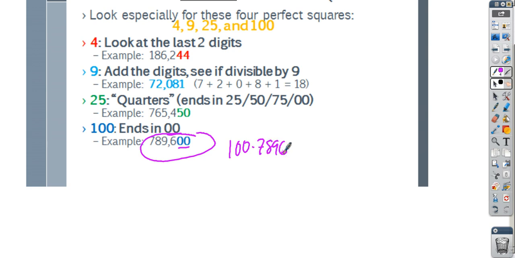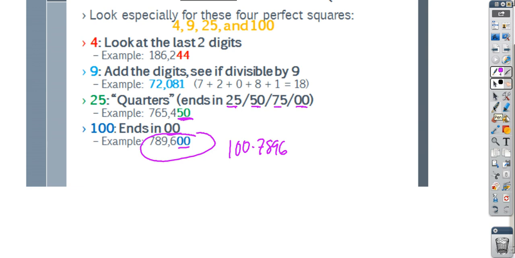7,896. What about 25? For 25, I tell people to think of quarters. That's 1 quarter, 2 quarters of money, 3 quarters of money, 4 quarters. So if it ends, for example, in 50 or 75 or 25 or double zero, that means that number can be divided by 25. 25 is a perfect square. That's why we're doing this. We're looking for perfect squares. All 4 of those numbers, 4, 9, 25, and 100, are perfect squares.